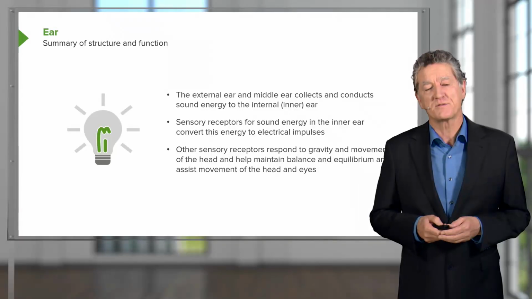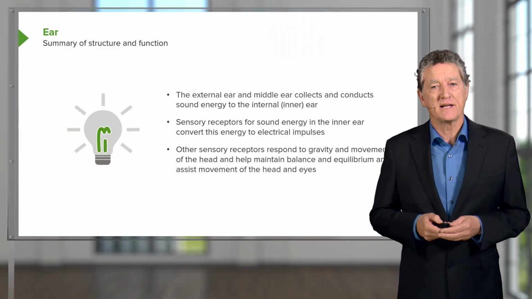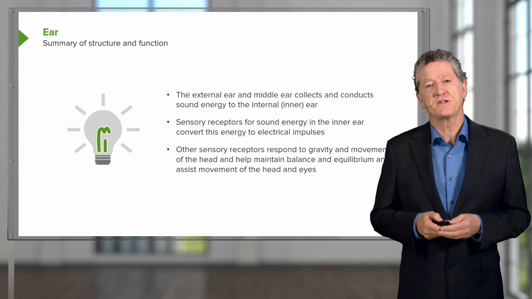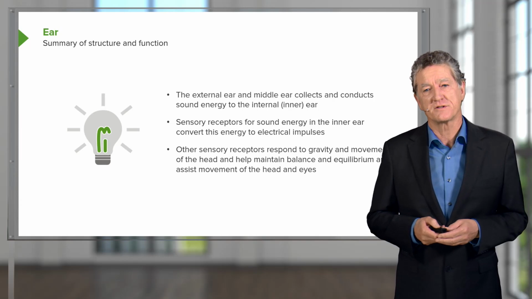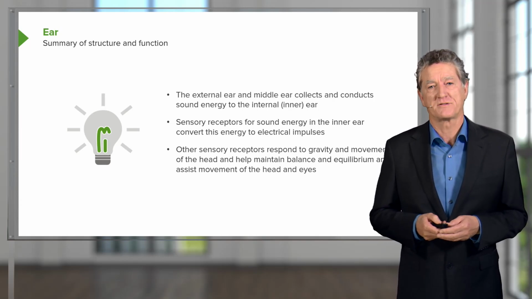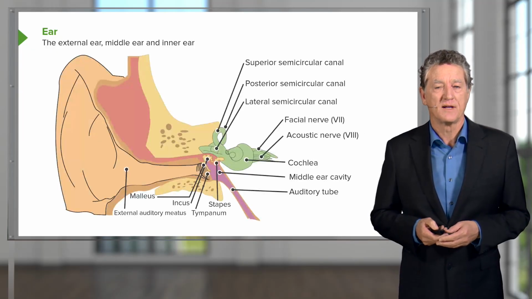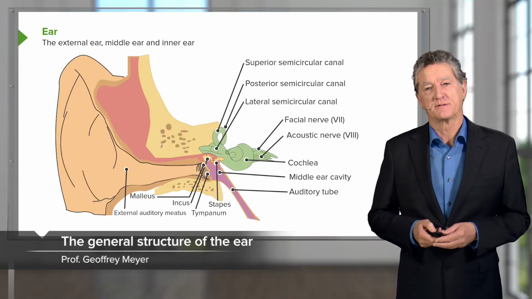head in space and movement of our head, but also that mechanical energy is converted by the organ of Corti into energy that allows us to then hear. And that's all processed by the central nervous system. So we're going to look at all those very special receptors that help us hear and also maintain balance, equilibrium, and know our position in space. Let's first of all look at the general anatomical structure of the ear.